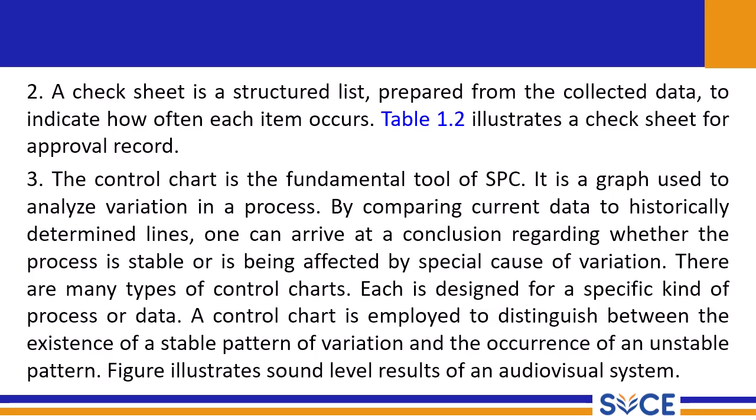The control chart is a fundamental tool of SPC, statistical process control. It is a graph used to analyze the variation in the process. By comparing the current data to historically determined lines, one can conclude whether the process is stable or is being affected by a special cause of variation. There are many types of control charts, each designed for a specific kind of process or data. A control chart is employed to distinguish between stable patterns of variation and unstable patterns.